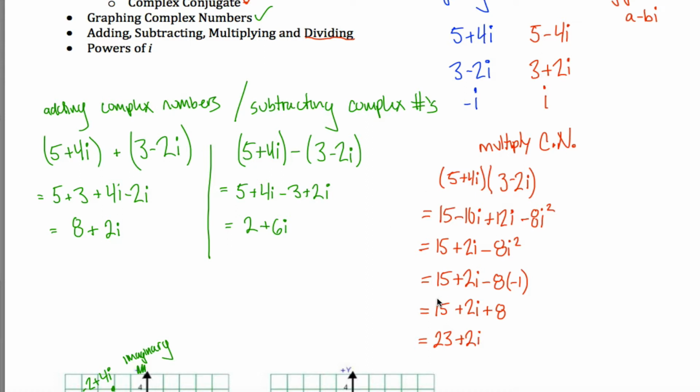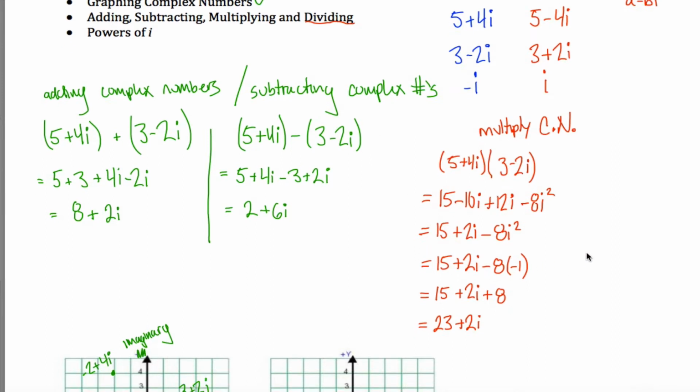We're 3/4 of the way through the main concept from this section: adding, subtracting, multiplying, and dividing complex numbers. Unfortunately, dividing is probably the most challenging.